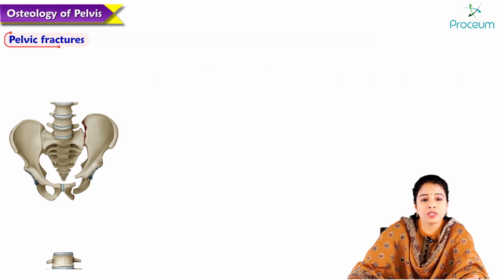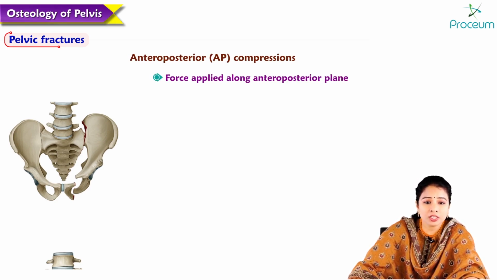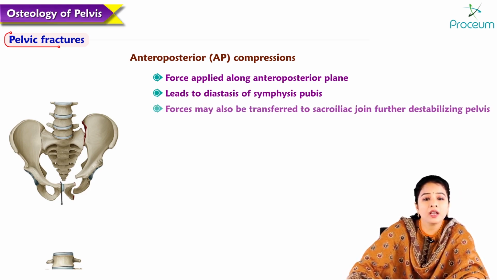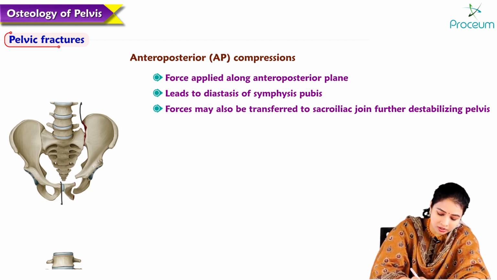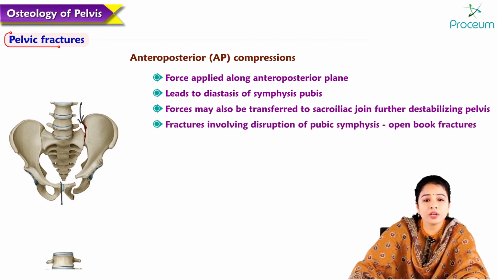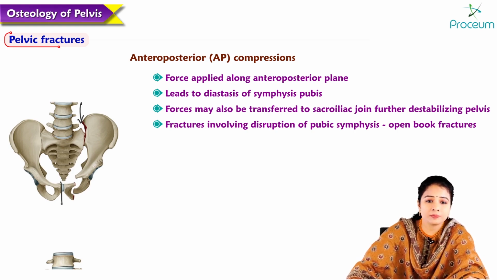So I am going to show a few examples. First one is the anteroposterior compression, AP compression. The force is applied along the anteroposterior plane leading to diastasis, that is the separation of symphysis pubis. These forces may also be transferred to the sacroiliac joint, further destabilizing the pelvis. So in the sacroiliac joint we can also see dislocation, destabilizing the pelvis. Those fractures that involve disruption of the pubic symphysis are called open book fractures.